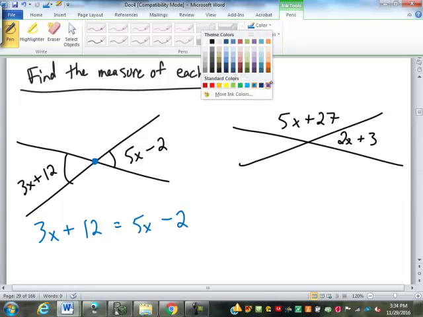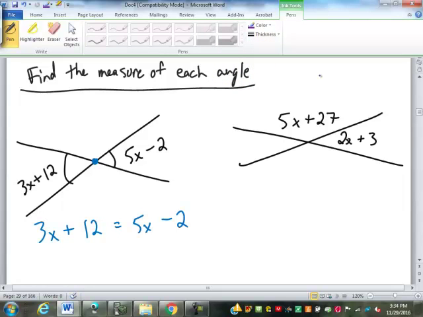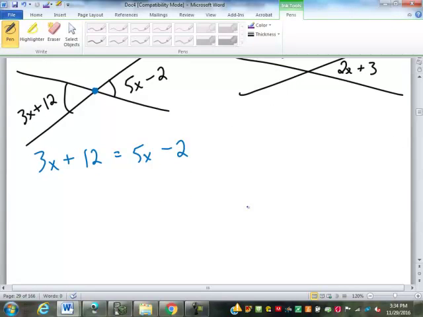So to solve that, first thing we have to do, we notice there's an x on each side of the equation. We have to get rid of one of them. So we get rid of the 3x because it's the smaller one. Leaves us with 12 on this side. Over here we subtract 3x. 5x minus 3x is 2x. And we have the minus 2.